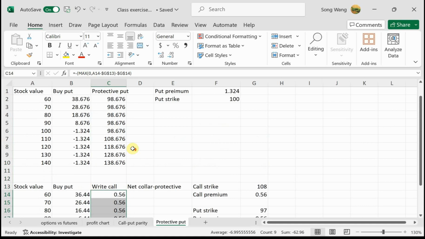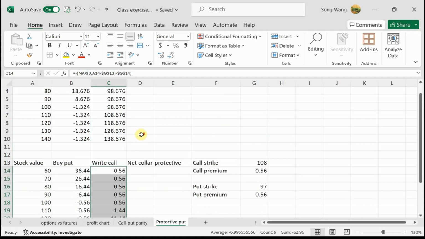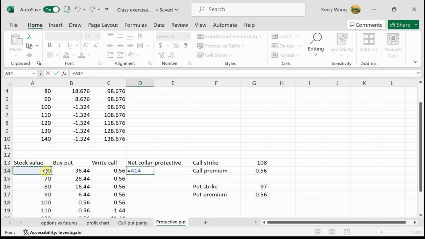Okay, and for the net collar protected put, you will just need to add all of them together. Oops, plus.